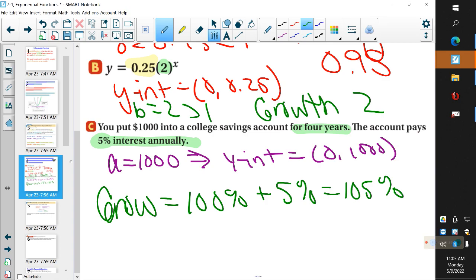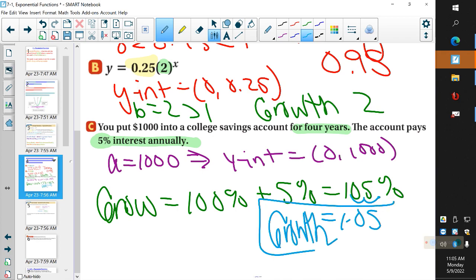I need to change my percent to a decimal. So what decimal will that be? Well, here's my decimal here, so I'm going to go over 2 units. So that's going to be 1.05. That is your growth. Does that make sense? 105% is the same thing as 1.05. Do we all understand that, yes or no? Yes?